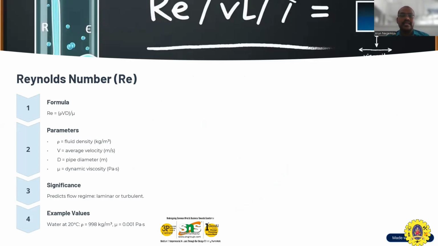The equation is Re equal to rho V D by mu, where rho is the fluid density, V is the velocity, D is the pipe diameter, and mu is the dynamic viscosity. The dynamic viscosity varies based on the fluid properties. For example, taking water at 20 degrees Celsius, the density is around 998 kg per meter cube, and mu is 0.001 Pascal second.